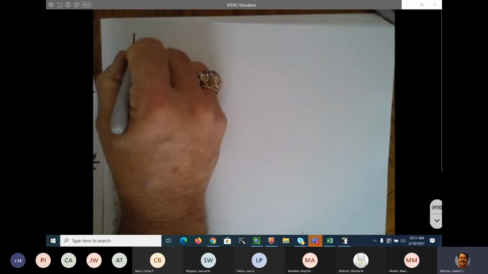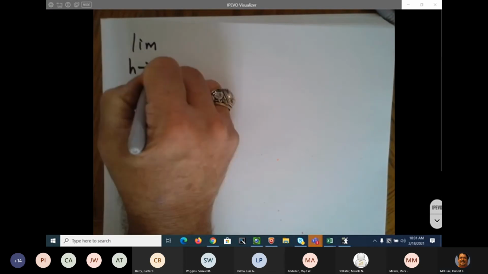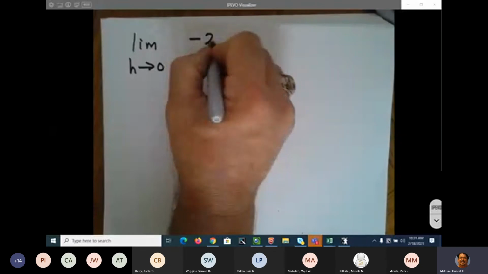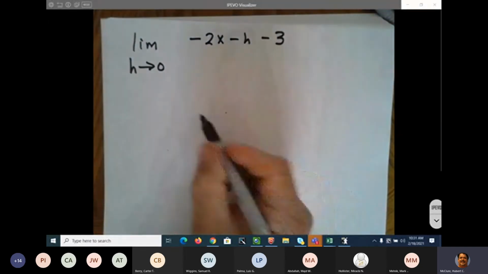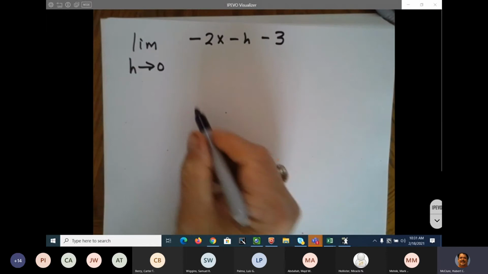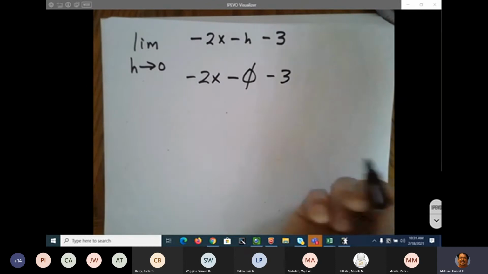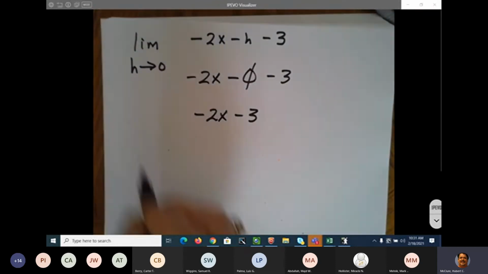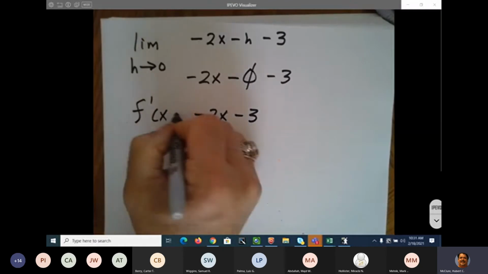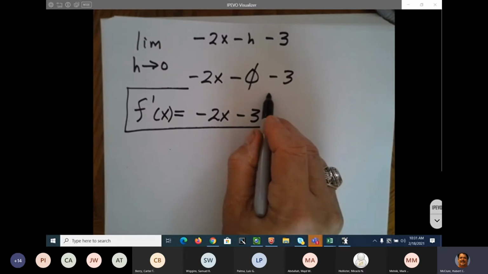And we're going to do the limit as h approaches 0 of negative 2x minus h minus 3, and plug in 0: negative 2x minus 0 minus 3 gives us negative 2x minus 3. So f prime of x is equal to negative 2x minus 3.